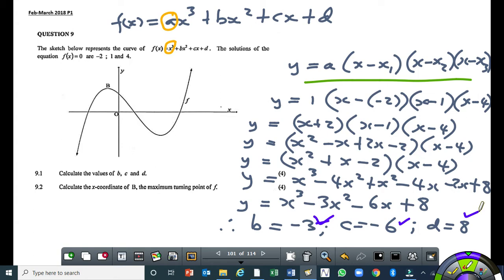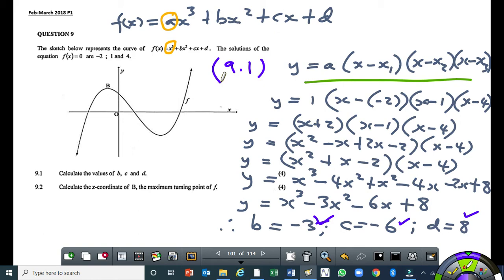That is 9.2. So this is 9.1. All right. 9.2 now. Now, in most cases, these questions have a connection. I need you to be aware of that. If you don't get 9.1 correct, you are most likely to get 9.2 incorrect. Because those values of B, C, and D, you need them to do 9.2.